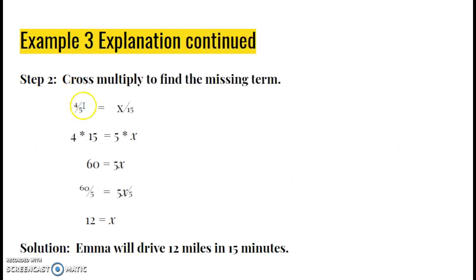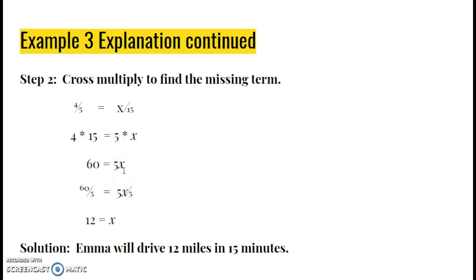Once we have our fractions written for our ratios, we're going to come down and we're going to cross multiply 4 times 15, which I show here. And remember that little asterisk sign is multiplication. And then we're going to multiply 5 times x. Once we get those answers, this is what it's going to look like. We have 60 is equal to 5 times x.